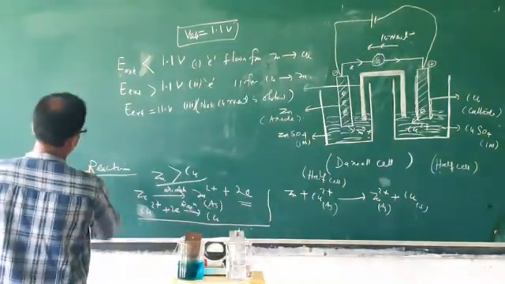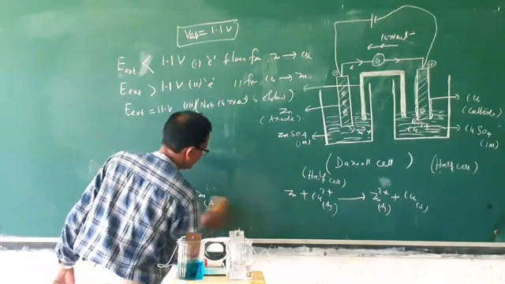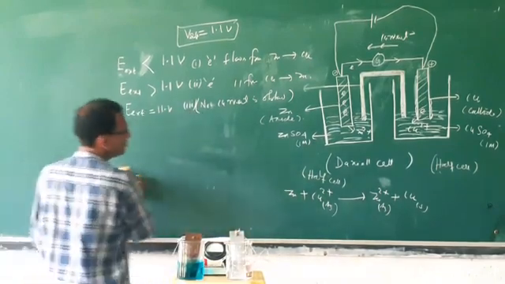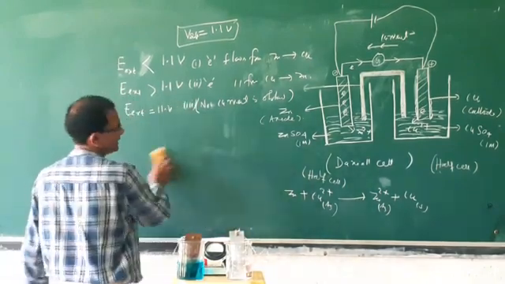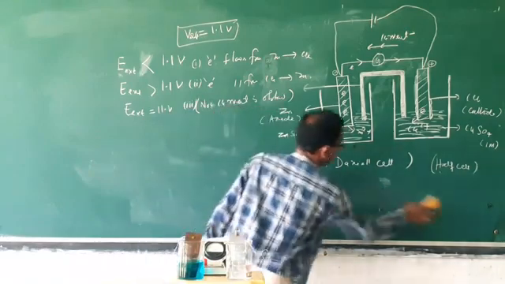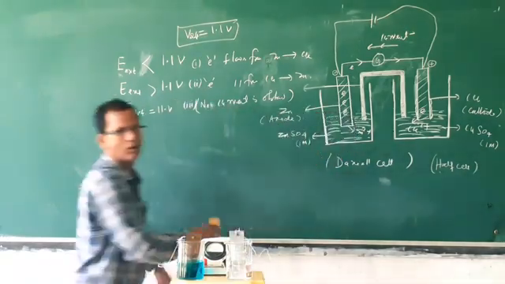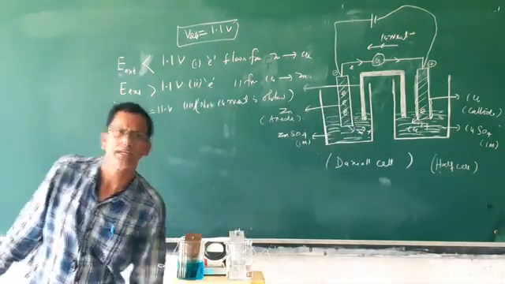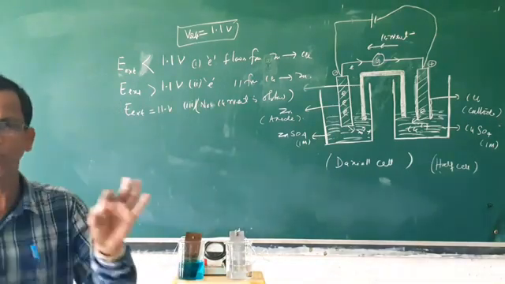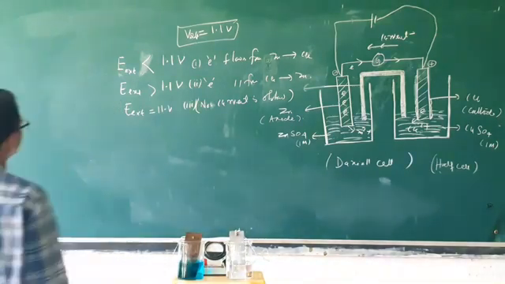So, every electrochemical cell has two types of potential.